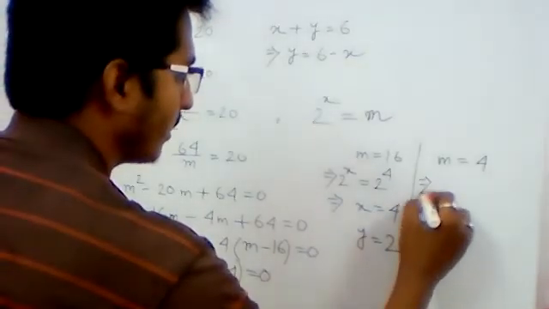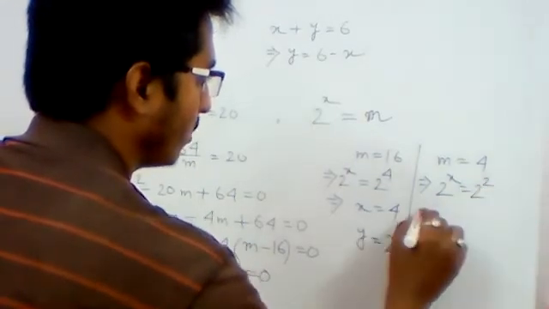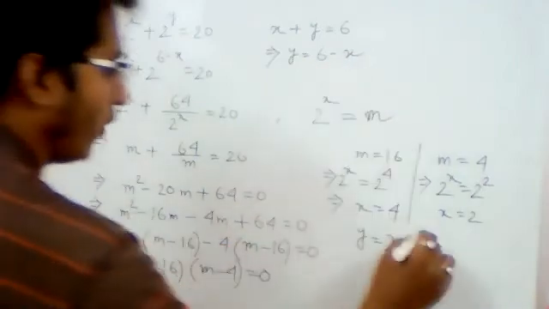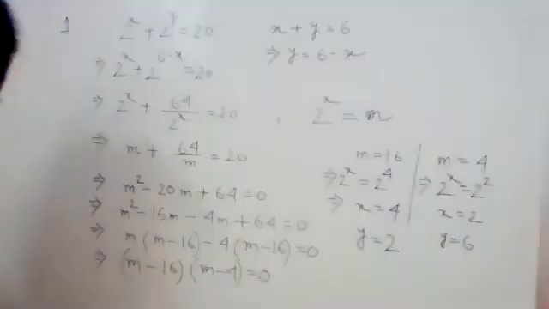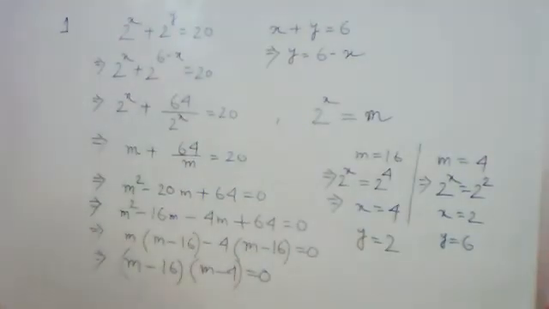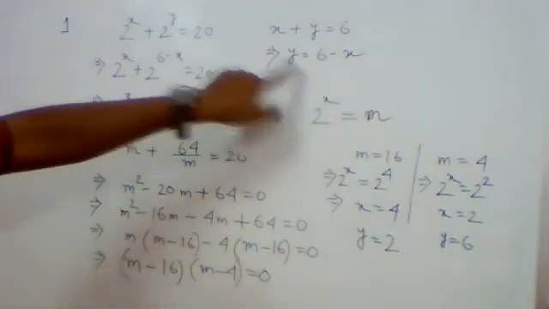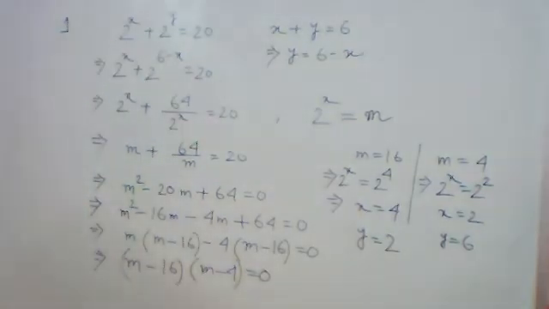Another solution will be obtained from m equal to 4. So it will be written as 2 to the power x equal to 4, that is 2 square. So x equal to 2. If x equal to 2, y equal to 4. This way we can solve a nonlinear simultaneous equation. Okay, very easy. Always remember, here you have to use one equation in the other to convert it into an equation involving one variable. Otherwise, we cannot proceed.